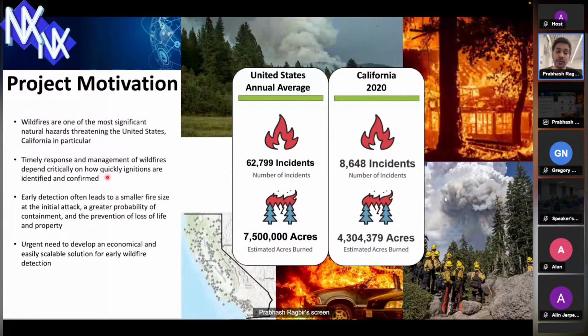Of course, timely response and management of wildfires depend critically on how early these ignitions can be identified and confirmed. A lot of these wildfire incidents are small wildfires, and if they can be detected early, when they're at a smaller size, it will lead to a greater probability of containment and, of course, the prevention of loss of life and property. So we see it as an urgent need to develop an economical and easily scalable solution for early wildfire detection.